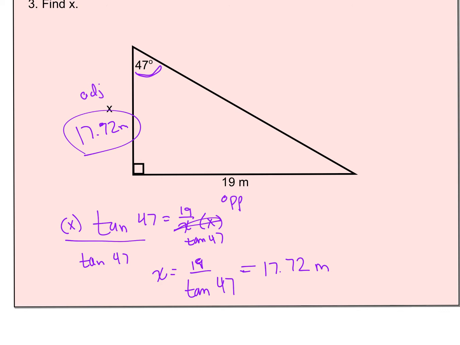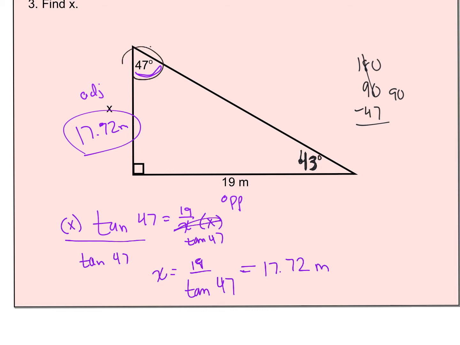Again, I can expand that. This third angle here should be 180 minus 90 minus 47. Or I could just say, you know what? I know 180 minus 90 is always 90, so I'm going to take 90 minus 47. There I should get 43. That's going to be 43 degrees.